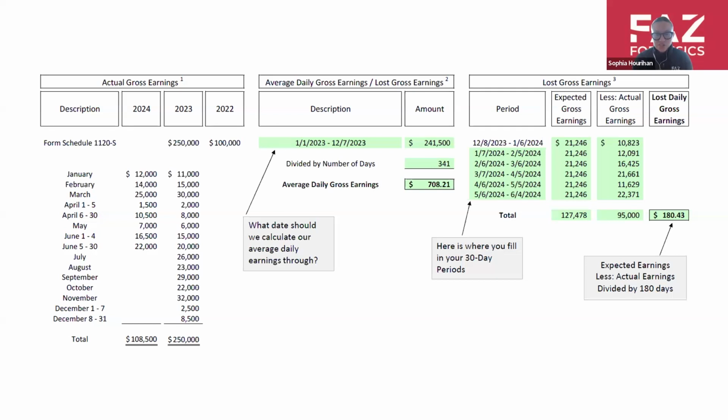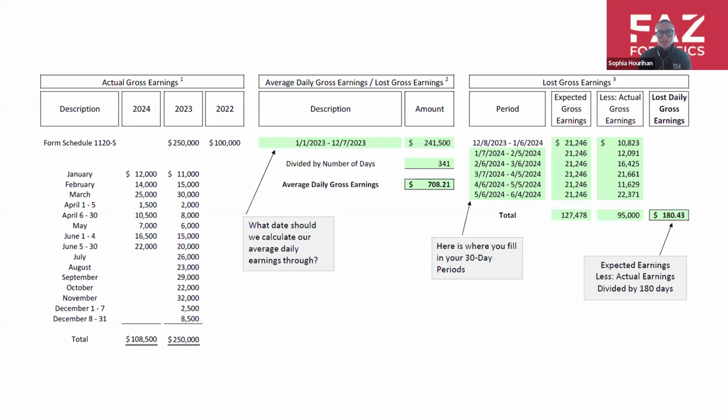So our expected gross earnings are going to come from that $708.21 times 30, because we're trying to calculate for a 30-day period. And here we're going to have to deduct their actual gross earnings. And that's because, if you remember, we said they were only partially disabled. So they still were able to work in some capacity, just not at the same capacity as before. Naturally, if they're working somewhat, we have to deduct the actual earnings that they're making, as it wouldn't be fair to just calculate a full projection as if they were completely not working.